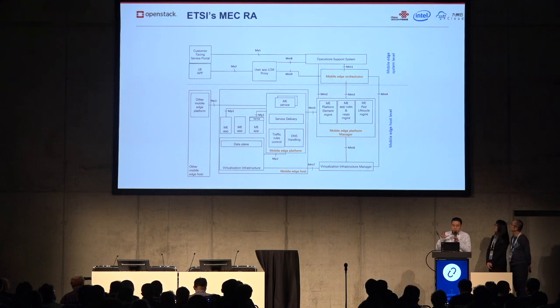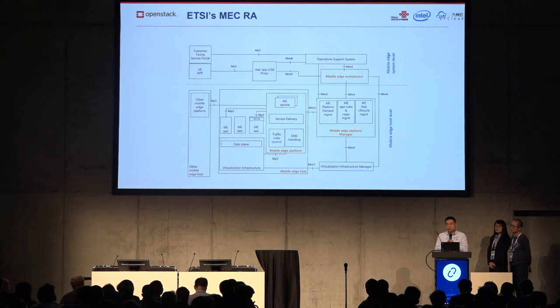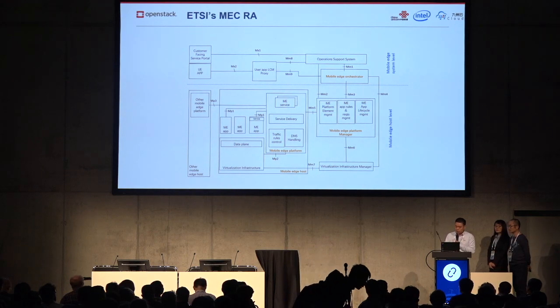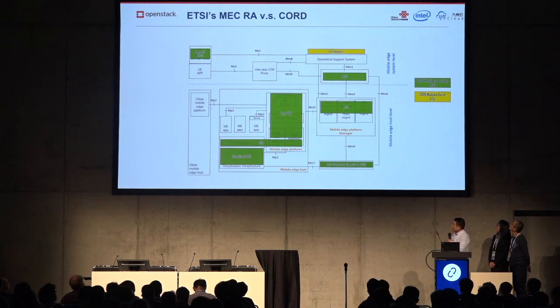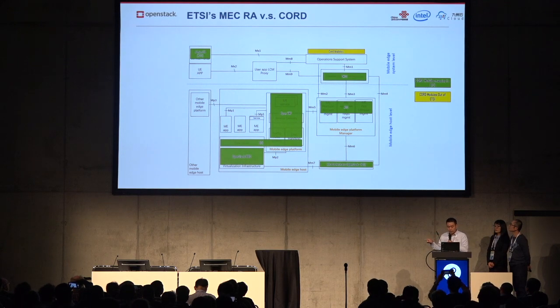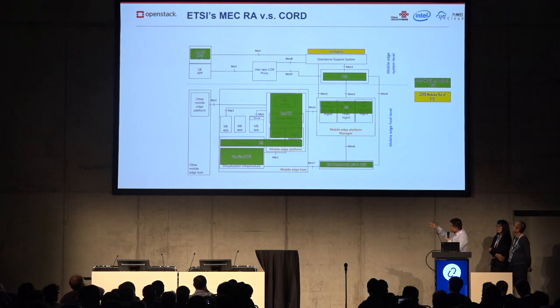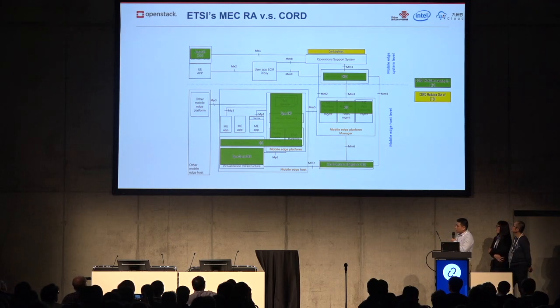Okay. So if we map this architecture with the projects we introduced before, we will skip VCO because we didn't find a very detailed architecture or source code. So we just compare the ETSI architecture with CORD and Akraino. This is a diagram. The green boxes are the modules that you can find in CORD. Like they use ODL as a data plane, right? They also use OpenStack and Kubernetes as open infra. They use a tool to deploy OpenStack, and they also use XOS as an orchestration tool. But it's a very rough mapping.